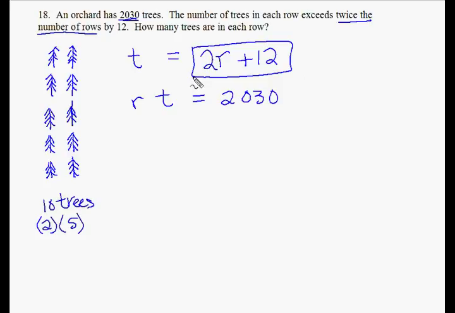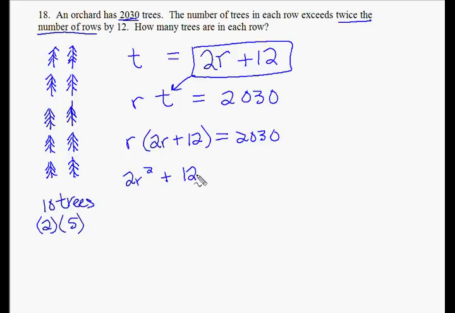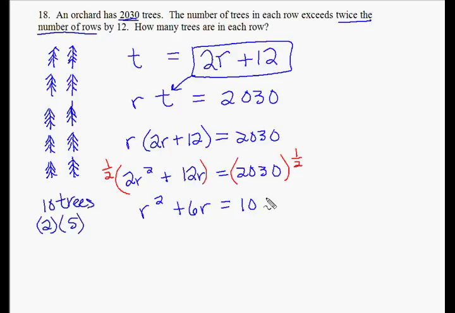Putting this information about trees into the variable, we'll have r times 2r plus 12 is equal to 2,030. Clearing parentheses, 2r squared plus 12r is equal to 2,030. At this point, to make my life a little better, I'm going to take half of each side. r squared plus 6r is equal to 1,015. I just try to clean up my numbers whenever possible.